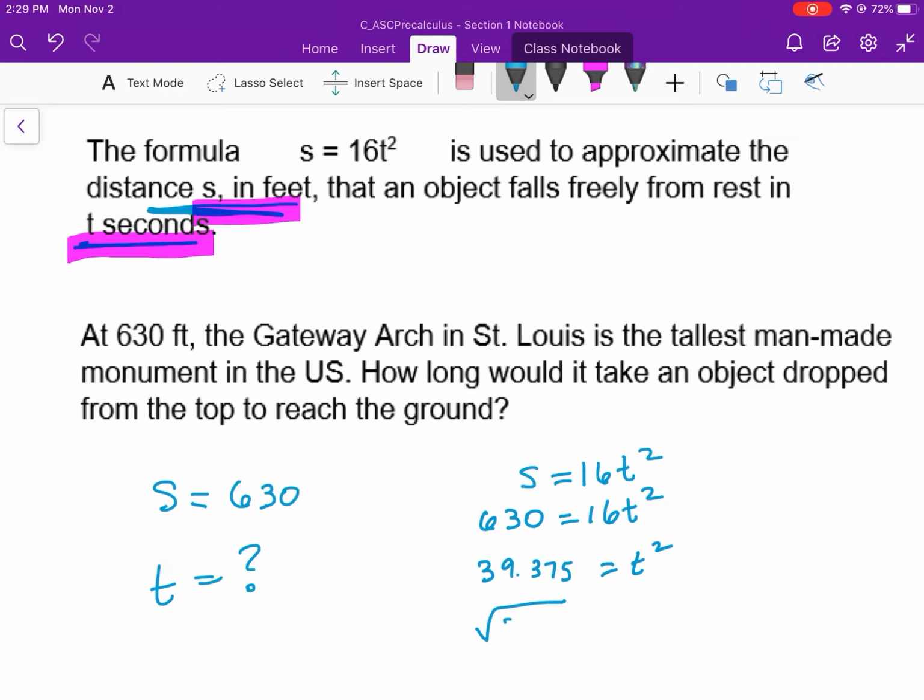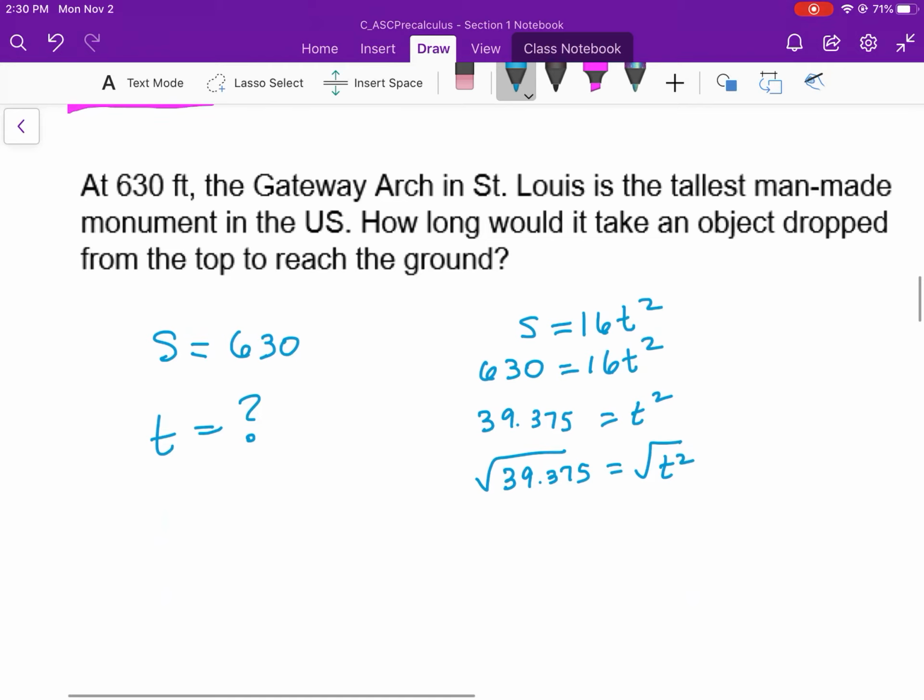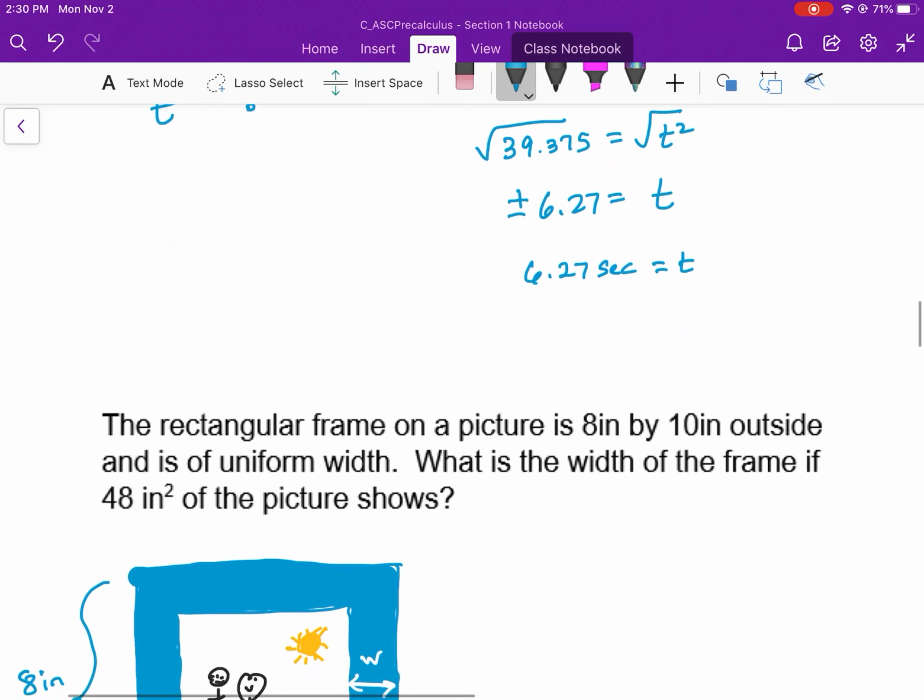Now you can take the square root of both sides, right? Take the square root of t squared, because the square root of t squared is just t. So I take the square root of this, and technically I get plus or minus 6.27, but the minus doesn't make any sense. So it's 6.27 seconds that it takes for whatever you're dropping, assuming it doesn't reach terminal velocity, which Ms. Flanagan may talk about. But anyway, 6.27 seconds is how long it takes to reach the ground. That's how long somebody has to get out of the way.